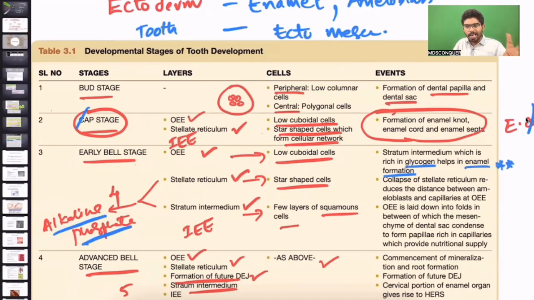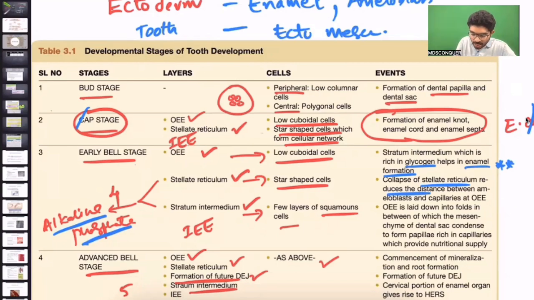Which layer in early bell stage is very, very rich in glycogen that helps in enamel formation? What is the layer? Yes, that is your stratum intermedium. Very good. Okay, next, what happens? Your stellate reticulum reduces the distance.